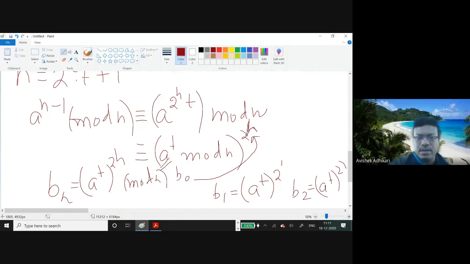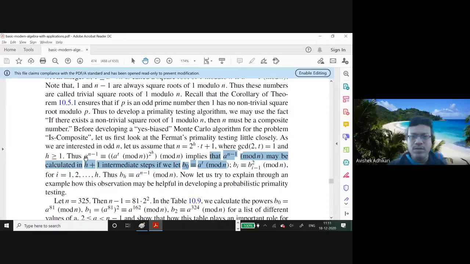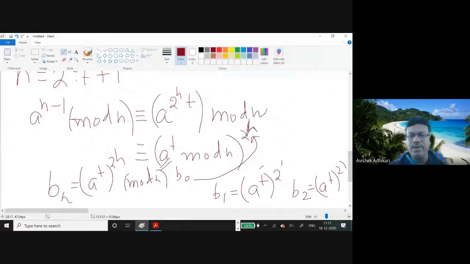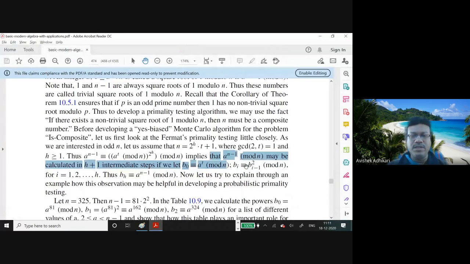So a to the power n minus 1 modulo n may be calculated in h plus 1 intermediate steps if we let b0 be a to the power t, then bi is just making them square, that's all. Every time you make a square of 2 to the power 1, and if you make it again a whole square, you get a to the power t times 2 to the power 2, and so on. With h plus 1 steps, you ultimately reach a to the power n minus 1.